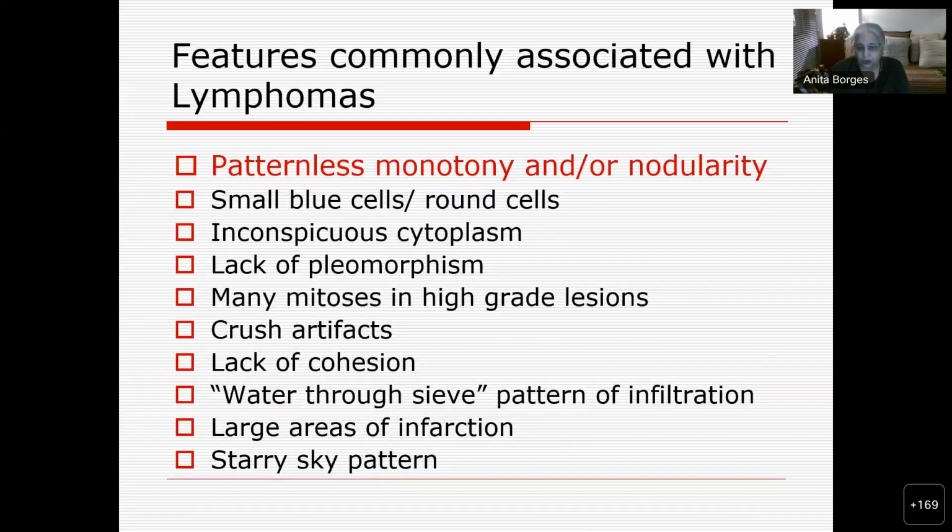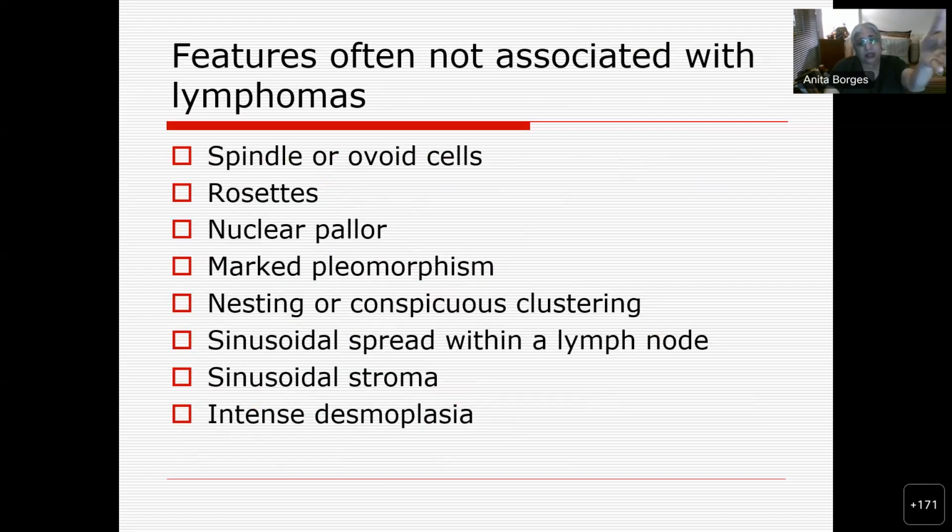I'm not going to go into the features that are commonly associated with lymphomas, but you know that lymphomas crush. They often lack pleomorphism unless it is something like an ALCL. High-grade lesions will have a lot of mitoses, and when they infiltrate into soft tissues outside of the lymph node, you often have this water through a sieve pattern of infiltration. If it's a high-grade lymphoma, you might have infarction, and you hardly ever get these sorts of things in lymphomas.